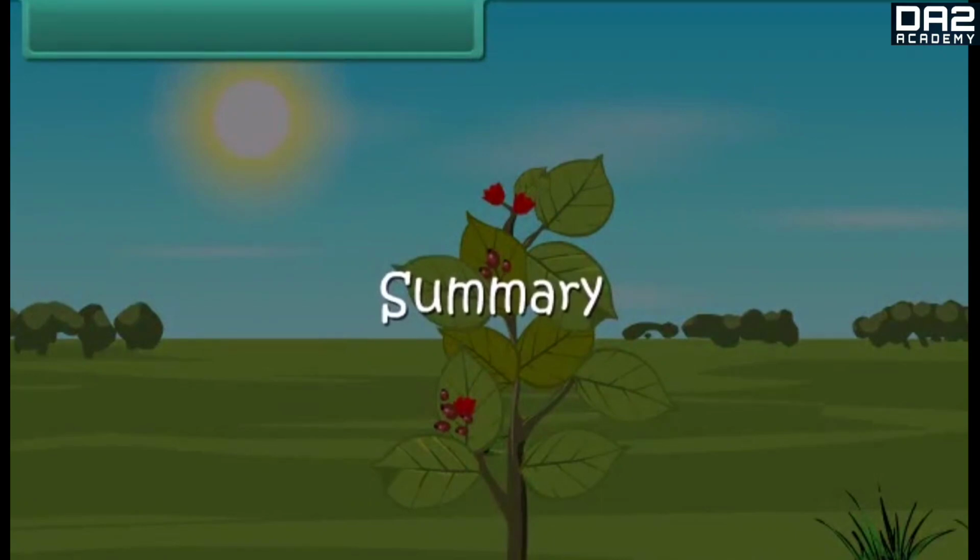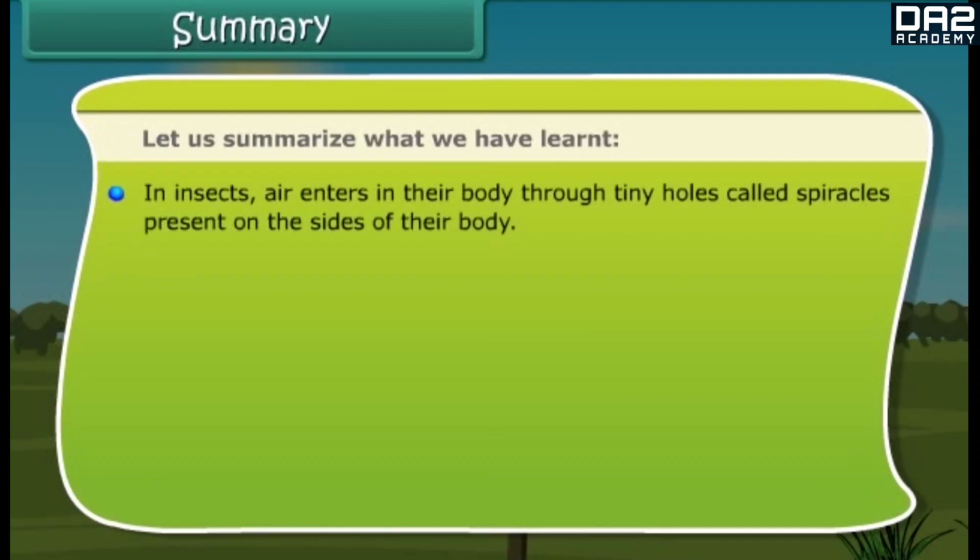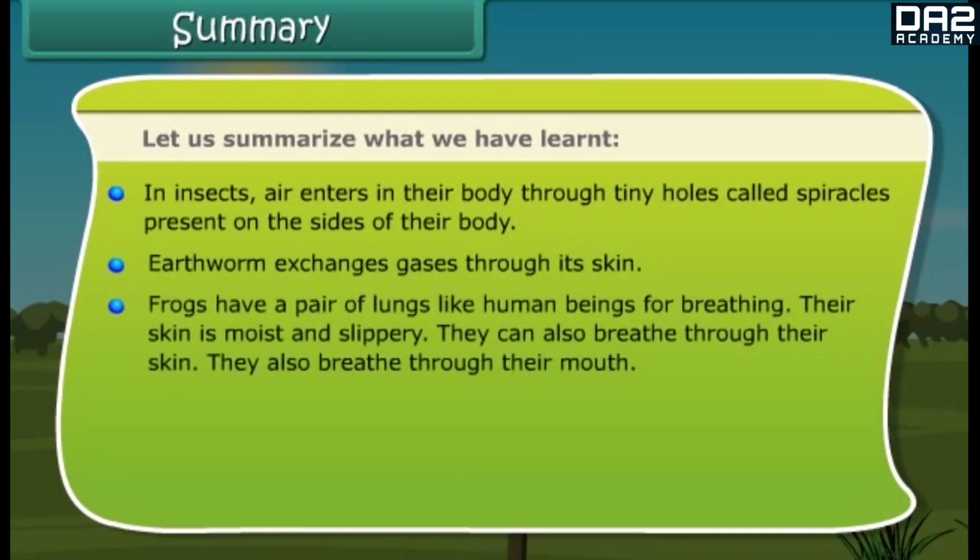Summary. Let us summarize what we have learned. In insects, air enters their body through tiny holes called spiracles present on the sides of their body. Earthworm exchanges gas through its skin. Frogs have a pair of lungs like human beings for breathing. Their skin is moist and slippery. They can also breathe through their skin. They also breathe through their mouth.